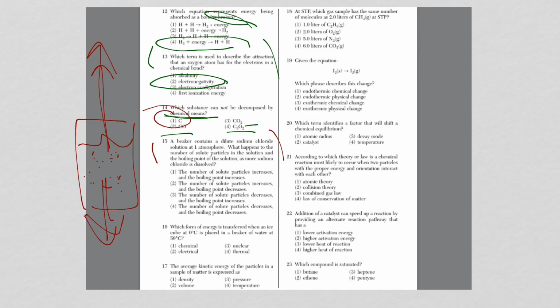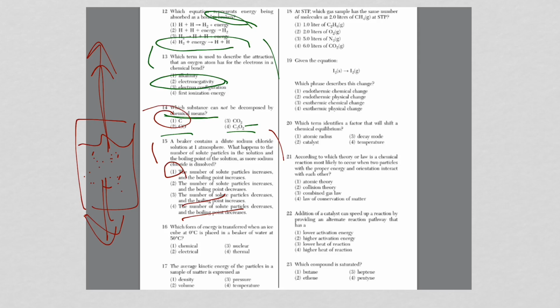In this question, then we're looking at solute particles increasing, which crosses out 3 and 4, and then of course the boiling point increases, which is choice 1. Now we're on to 16. Which form of energy is transferred when ice is placed in a beaker of water?